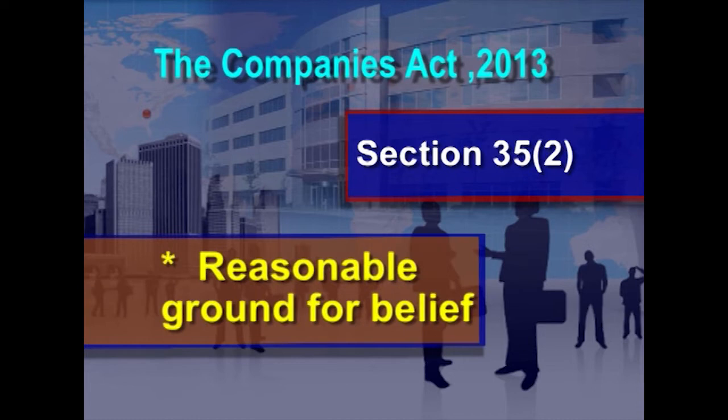Reasonable ground for belief. A director will also be protected if he can show that he had reasonable ground to believe, and did up to the time of allotment believe, the statement to be true. But under this section, it is not enough for him to say that he was honest. He must go further and show that his honest belief was based on reasonable grounds.